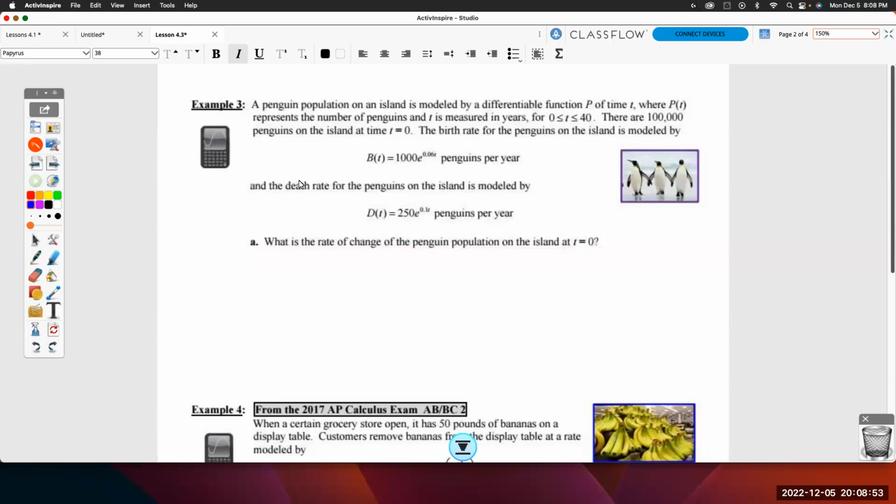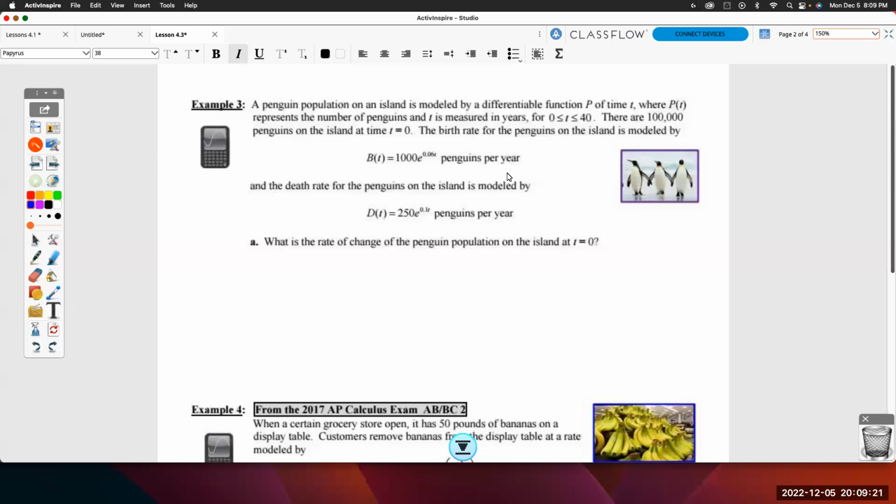All right, now let's take a look at example number 3 from lesson 4.3. A penguin population on an island is modeled by a differentiable function p of t, where p of t represents the number of penguins and t is measured in years from t equals 0 to 40 inclusive. There are 100,000 penguins on the island at time t equals 0.